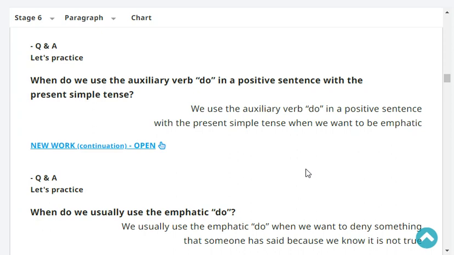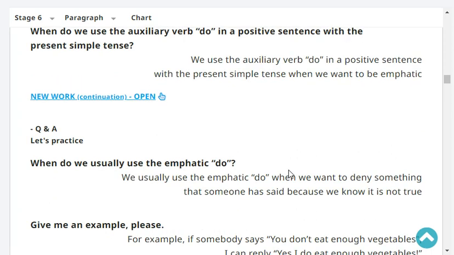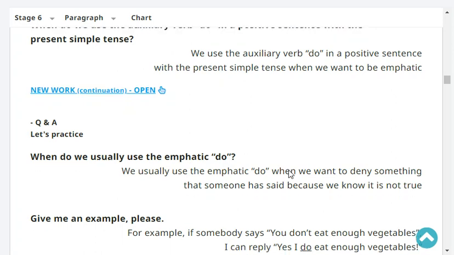When do we usually use the emphatic do? We usually use the emphatic do when we want to deny that something someone has said, because we know it is not true.